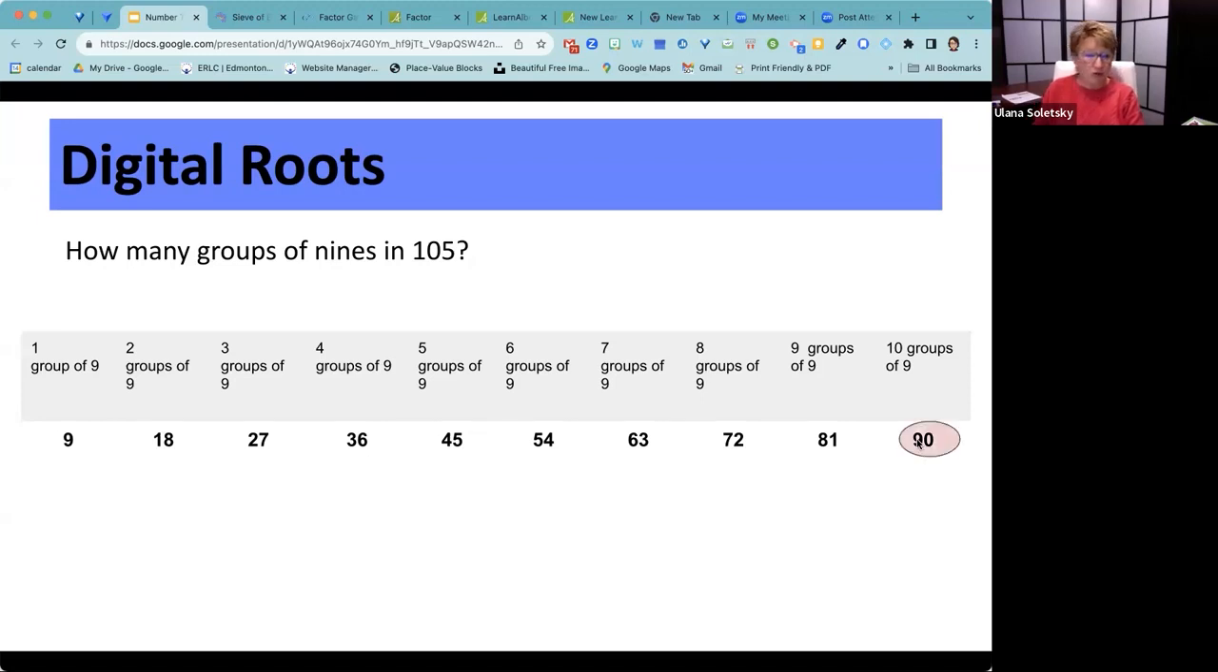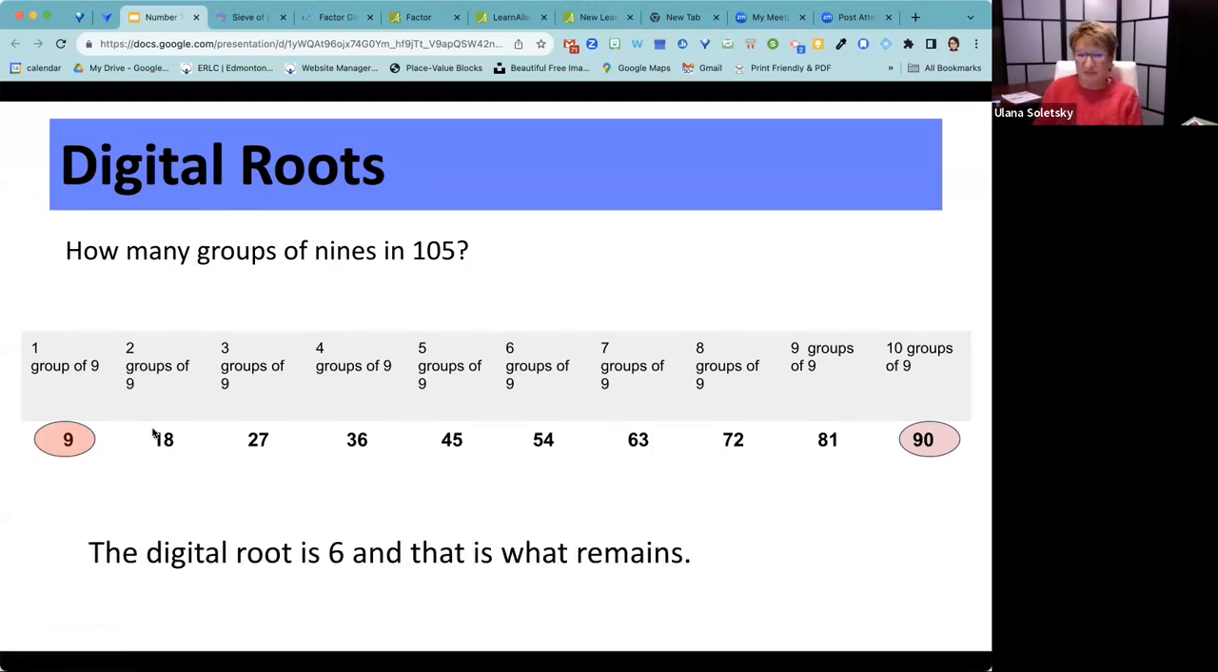And well, one more group of 9 is here. So that means 11 groups of 9. And then that's 99. What do I have left over? 6. And so the digital root is 6. But if I was just to add the numbers together, I could say 1 plus 0 is 1, plus 5 is 6. I've got it.